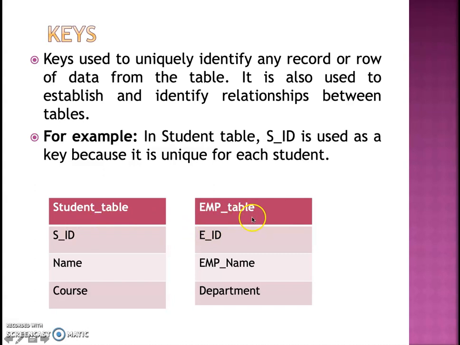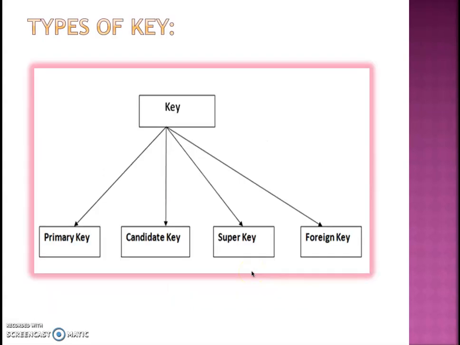Similarly, in the EMP table also, an employee has a unique identity that is known as EID, because again the name and department can be the same for many people. So keys are used to uniquely identify any record. There are various types of keys like the primary key, candidate key, super key, and the foreign key. Let's discuss each of them.